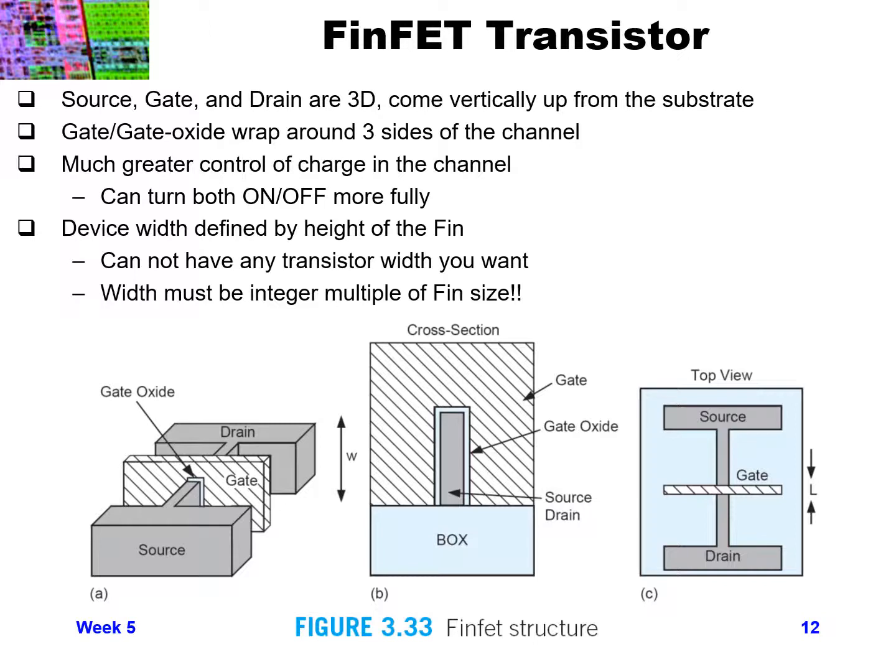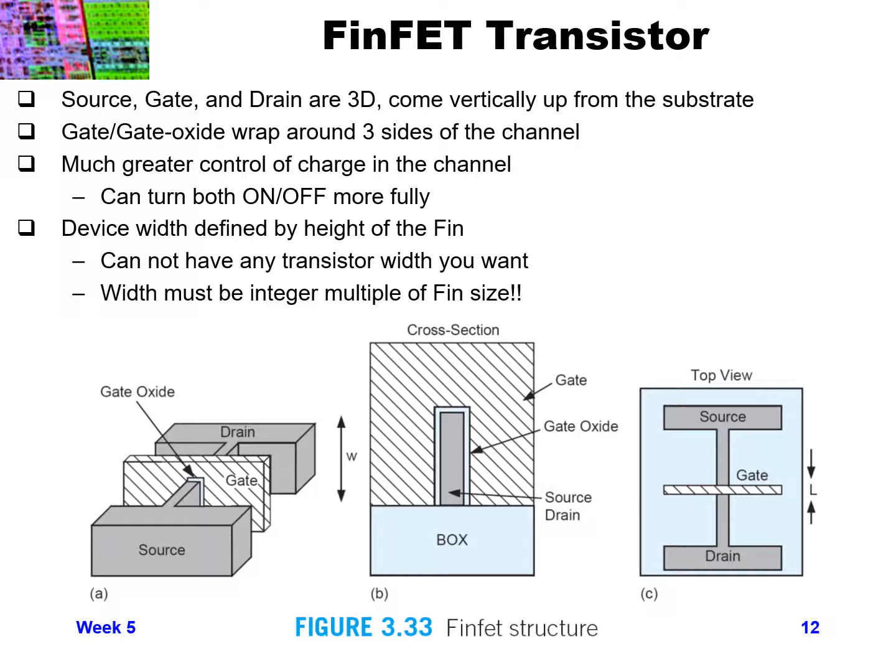And in this case, the device width, so when we're talking about the width of a MOS device, typically we can make it wider or narrower depending on how wide we make the active region. In this case, the fin is a given height, and that height is predetermined, and the width of the channel is defined by the height of the fin. So when you're making a FinFET, you can't just make whatever width channel you want. The width of the channel is an integer multiple of the fin size.